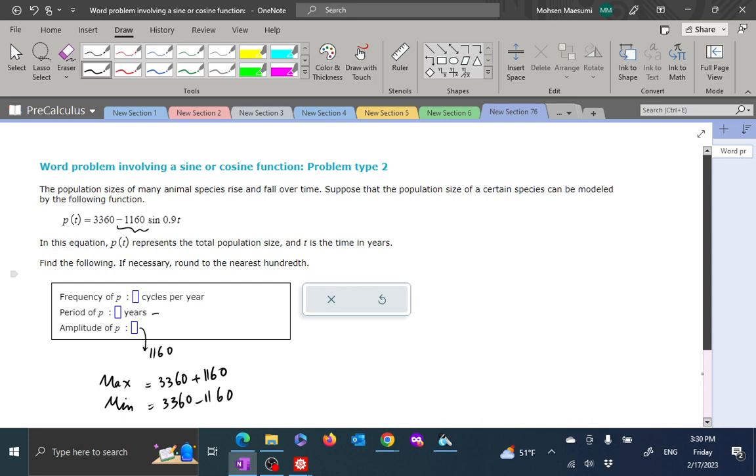Period of this thing, again, we need to have a parenthesis here. Period is 2 pi over 0.9. What's the number of cycles per year? It's going to be 0.9 over 2 pi. Okay, so that was short and sweet.